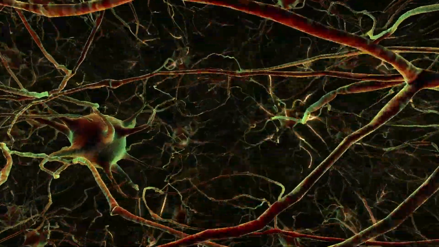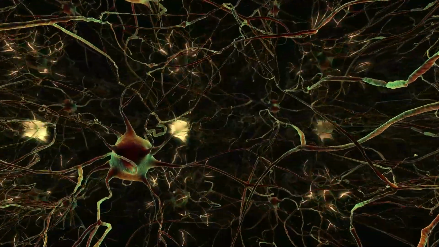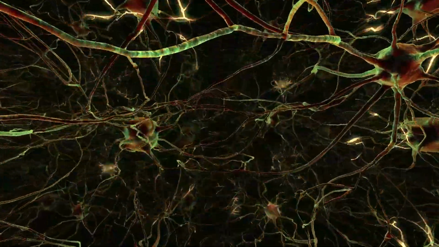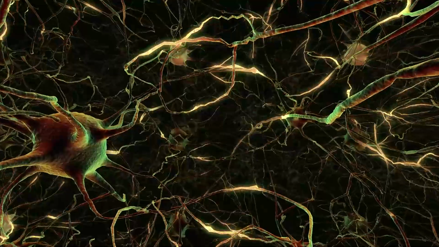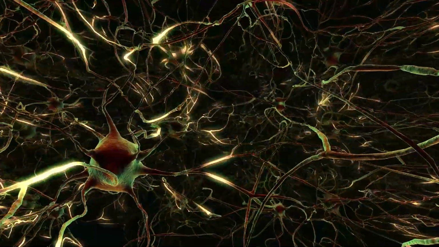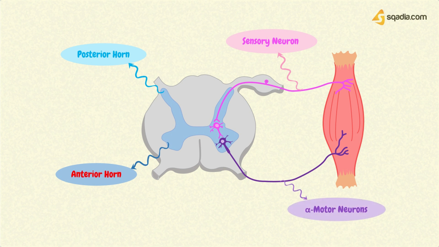Hi everyone! This video is all about introducing you to the neuromuscular junction. As you know, in order for skeletal muscle to contract, neuronal excitation of the muscle fibers must occur. Skeletal muscle fibers are innervated by large myelinated nerve fibers that originate from the motor neurons of the anterior horn cells of the spinal cord, also known as alpha motor neurons.